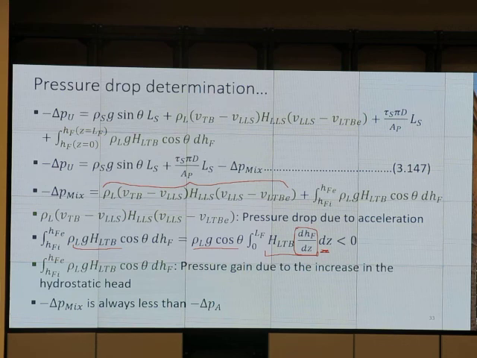Okay? When we integrate from 0 to LF, we integrate backward. Okay? dHF by dz is negative. So this whole term is negative. Negative of pressure drop is a pressure gain due to the increase in the hydrostatic head. As we move to the right hand side, there's a gain of the hydrostatic head. It's not in the Dukler-Hubbard equation. Okay?